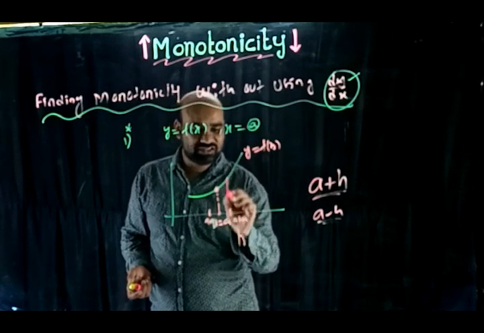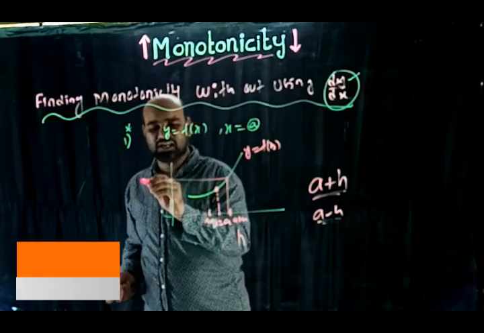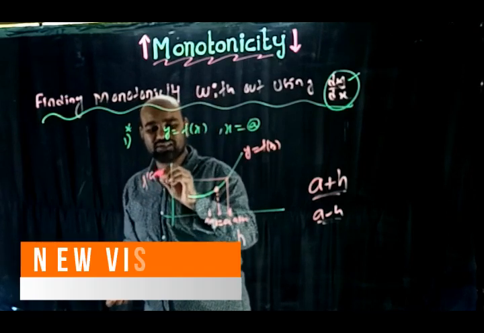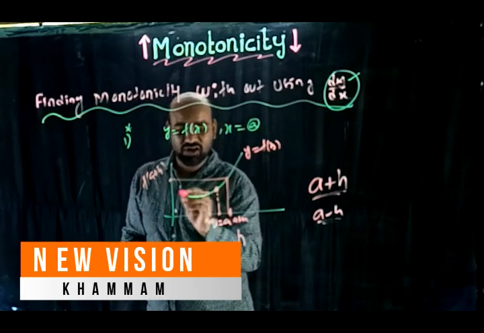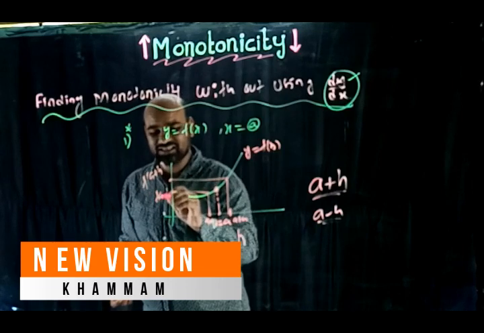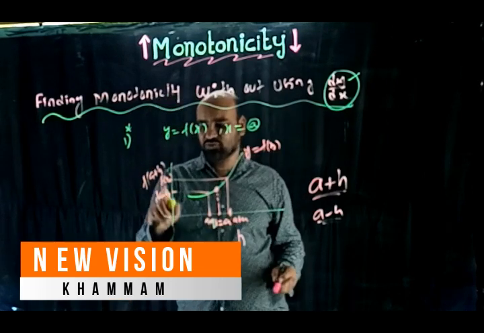So the a plus h. If x is a plus h, the corresponding output, the corresponding y value, is f of a plus h. This is a minus h, and the corresponding output is f of a minus h. This is f of a. Observe these three here.